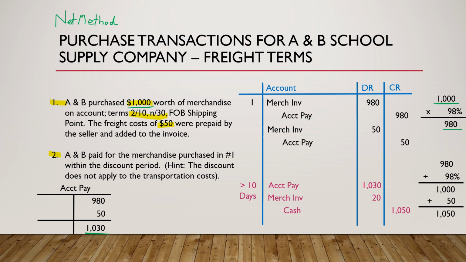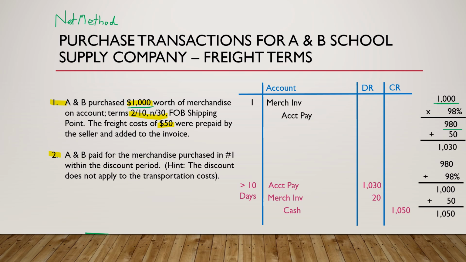This is where we see booking two separate entries as beneficial. Imagine if we had just combined them into one entry. If you forgot to break them back out, the purchase price and freight, and divided the $1,030 by 98%, you'd get a cash payment of $1,051.02.